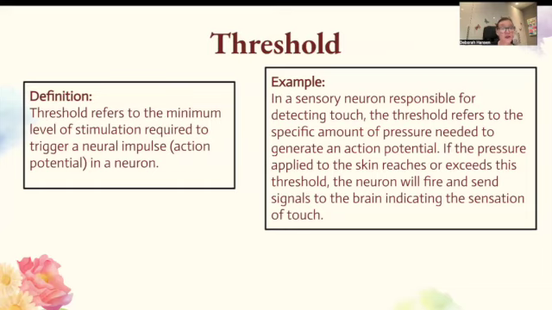Threshold. Threshold refers to the minimum level of stimulation required to trigger a neural response, or neural impulse, an action potential in a neuron. So for example, in a sensory neuron responsible for detecting touch, the threshold refers to the specific amount of pressure needed to generate an action potential. If the pressure applied to the skin reaches or exceeds this threshold, the neuron will fire and send signals to the brain, indicating the sensation of touch.